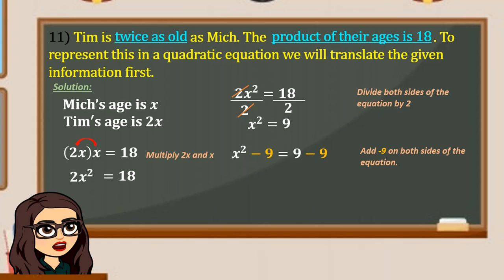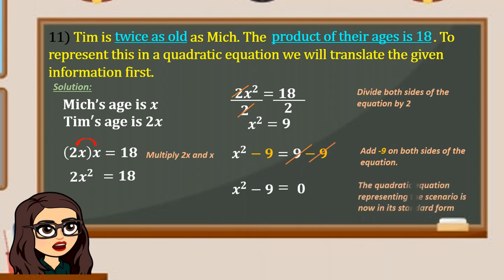So dun sa left side, bibring down lang natin. Then dun sa right side, makakancel lang yon. Kasi 9 minus 9 ay 0 lang. And this will be the quadratic equation of the given problem. So yun ay magiging sagot. X squared minus 9 equals 0. And this is now the last example for our first learning competency.